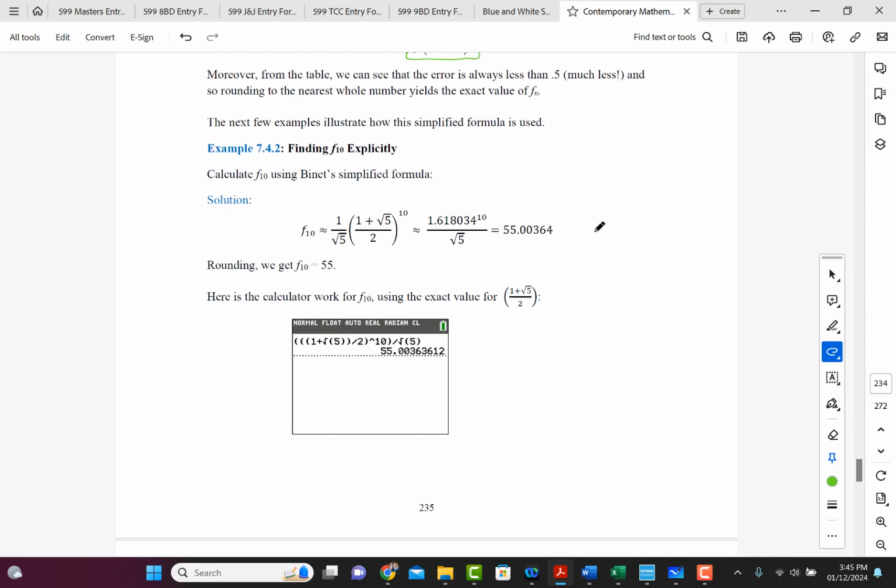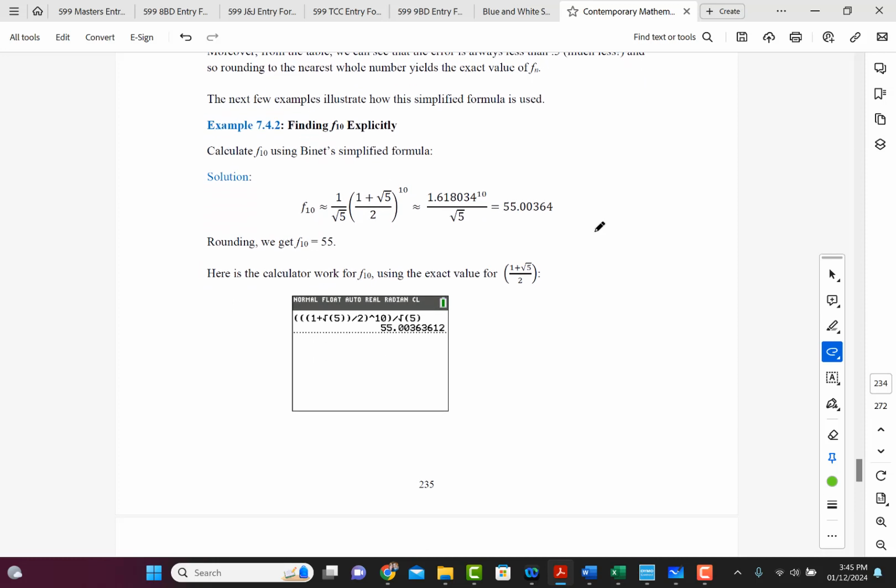Let's do this example here. It says calculate f sub n using Binet's simplified formula. So what do we do? We just take this formula and plug in 10 for the exponent, and we just plug and chug. And so we get approximately 55.00. So the answer is going to be 55 by rounding to the nearest whole number. And so we're done. And here's the calculator check to show that we did it correctly.